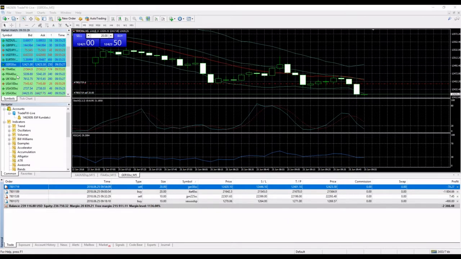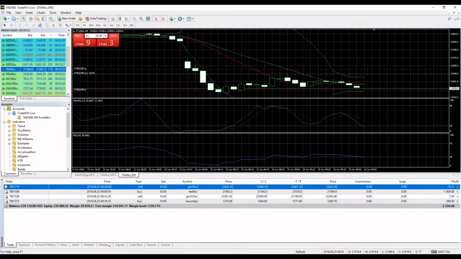So what's happening with Italy 40? Italy 40 is trading in a very narrow range, and shortly it will start to turn and give us the profits we are looking for. But currently it's making us a small loss. We will cover it.